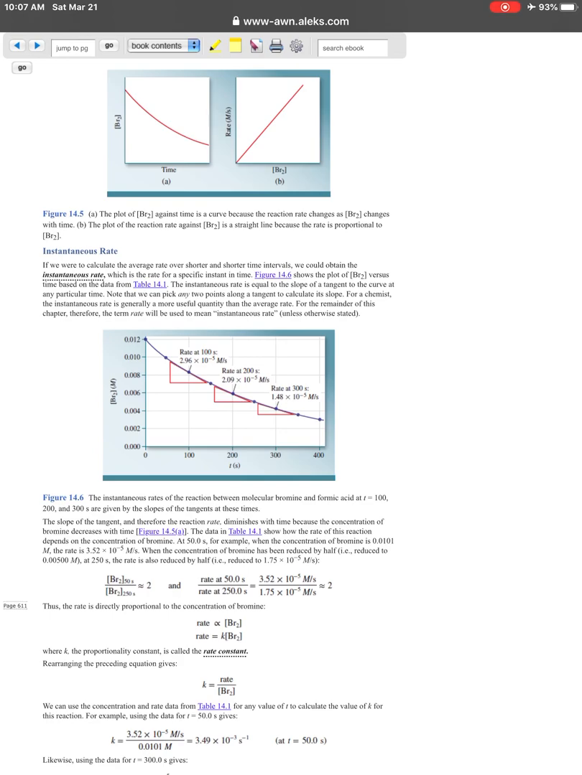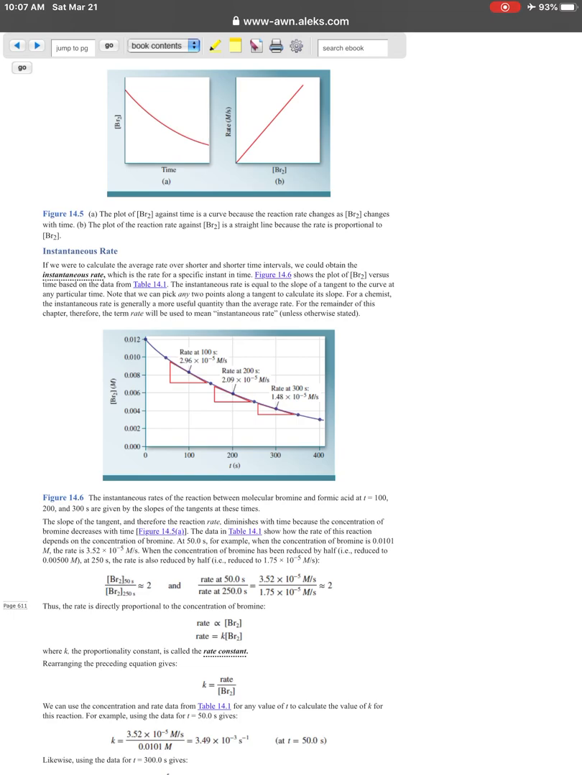The plot of bromine concentration against time is a curve because the reaction rate changes as bromine changes with time. B, the plot of the reaction rate against bromine is a straight line because the rate is proportional to the concentration of bromine. So that's an important aspect. The concentration of bromine versus time is not a straight line, it's a curve, but the rate divided by the concentration of bromine is a straight line. Rate versus concentration is a straight line, linear.